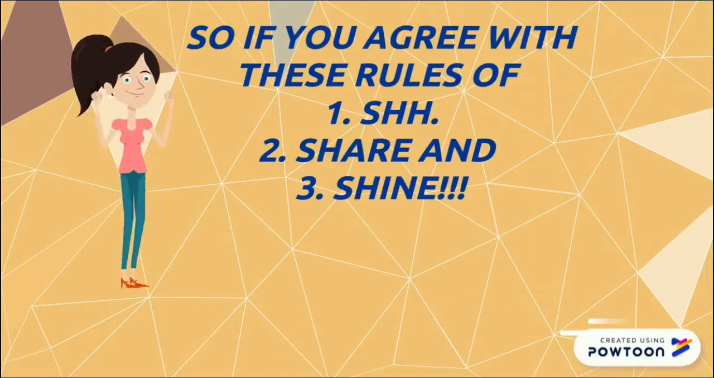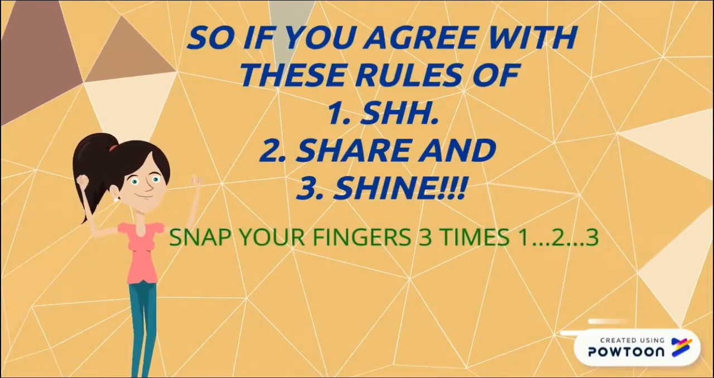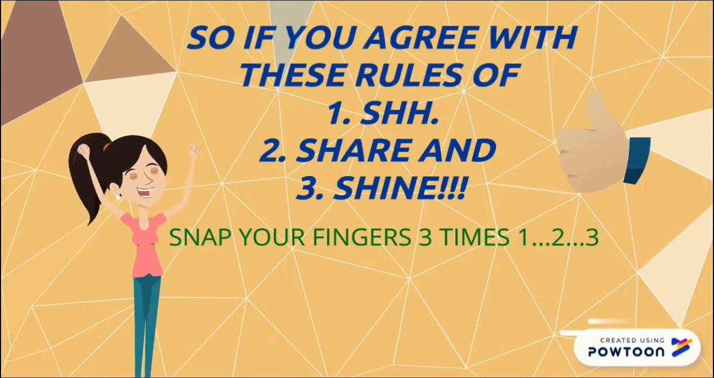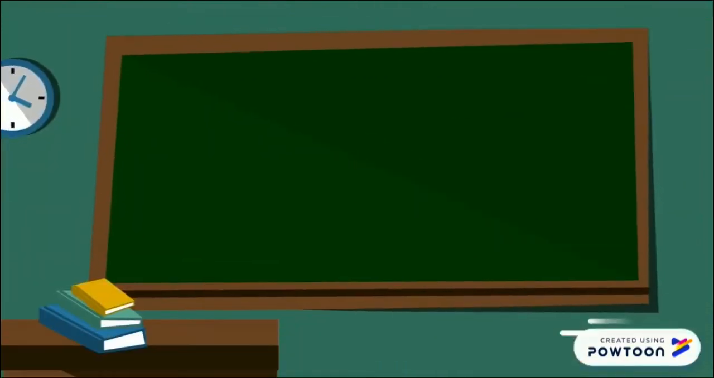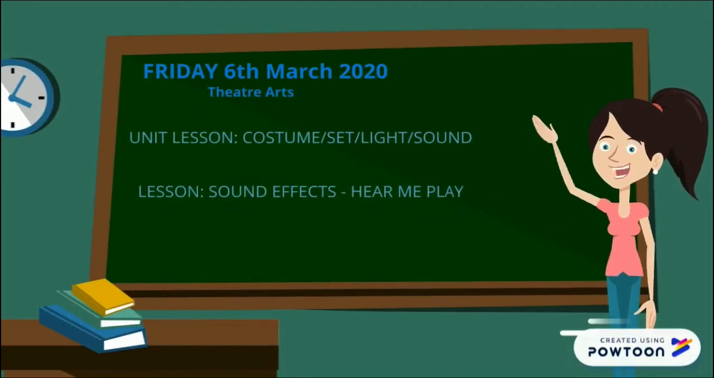So, to seal the contract, if you agree with these rules, share and shine, snap your fingers 3 times. Now your turn. One more time. Nice. Now that we've agreed to our rules, we can begin our lesson on sound effects.